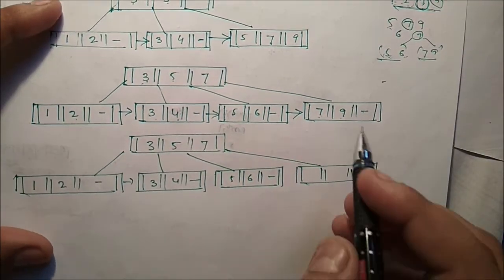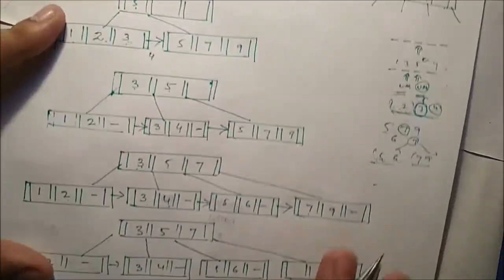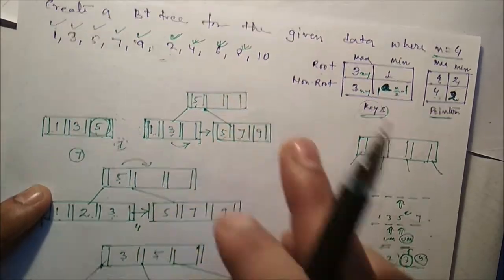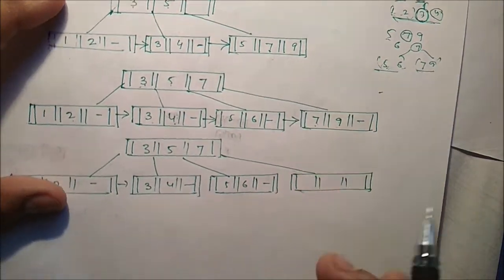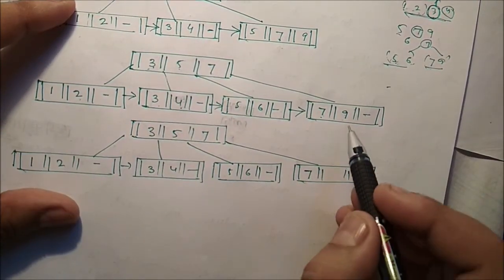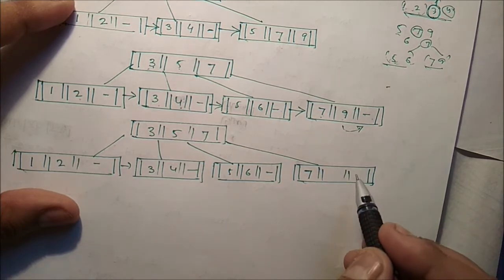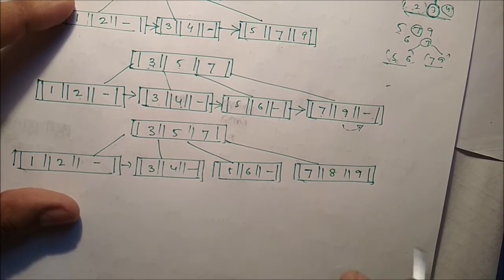So here we want to insert 8. 8 should be in between 7 and 9. So first will be 7, then 9 should be shifted to this particular position, and here you can store 8.